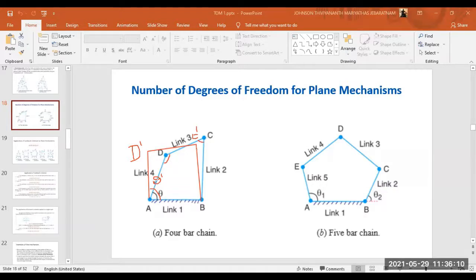What I want to say is this change in angle theta 1 can define the motion of D and C on a plane. But in the case of a 5-bar chain, the angle theta 1 alone is not enough to define the motion of this mechanism. We need theta 1 and theta 2 in order to say what would be the motion, because there is more than one possibility, as I told you.